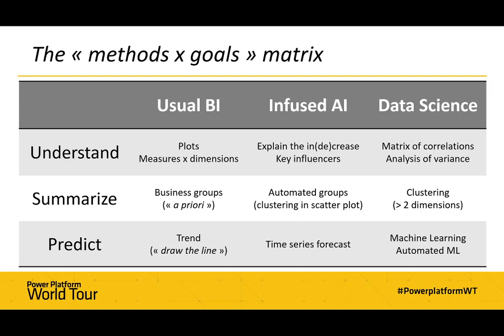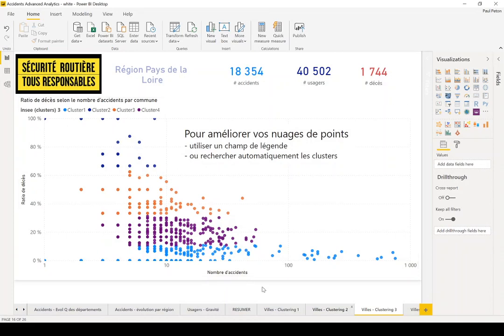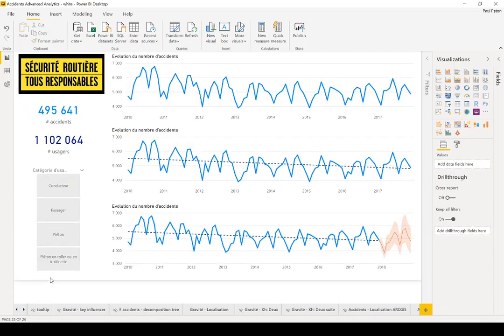But when we look at real data, we often see some up and down, up and down, up and down. That's what we call seasonality. I know that in France, in July or August, there are many people on the road, so there are many accidents. That's the up point on the curve.